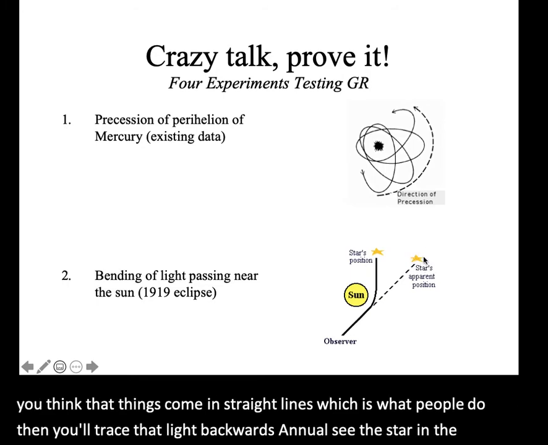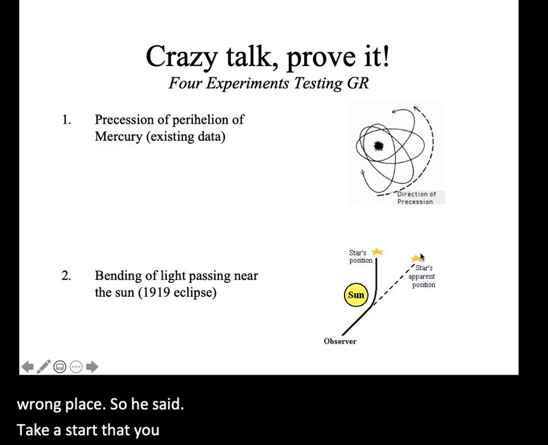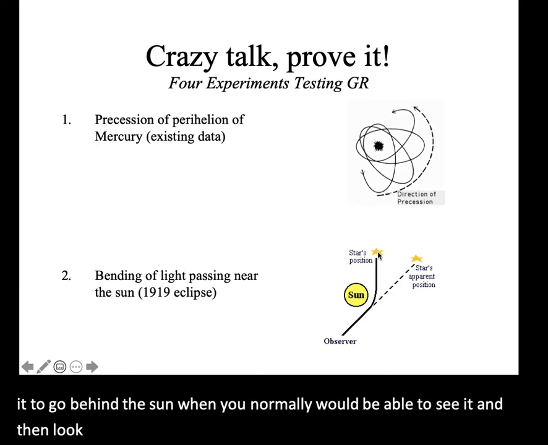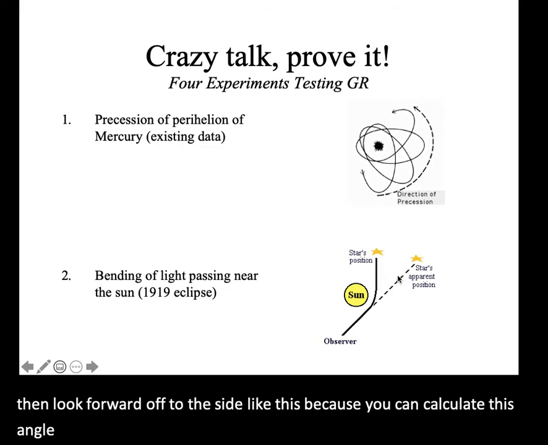So he said, take a star that you know, that's well studied, and you know exactly where it is, and wait for it to go behind the sun when you normally wouldn't be able to see it, and then look for it off to the side like this, right? Because he can calculate this angle deviation with his formulas.